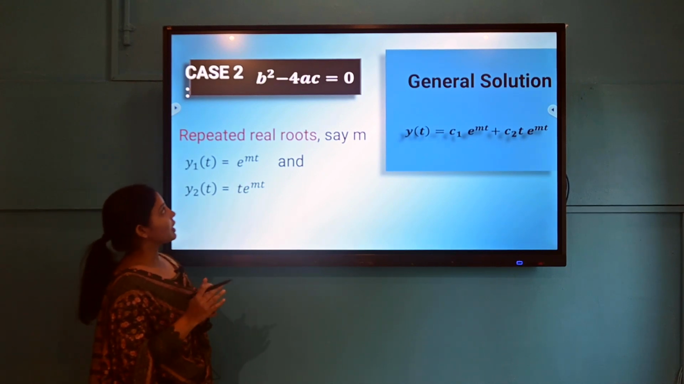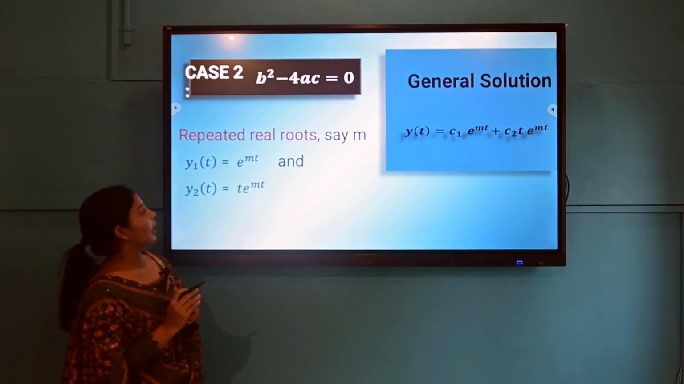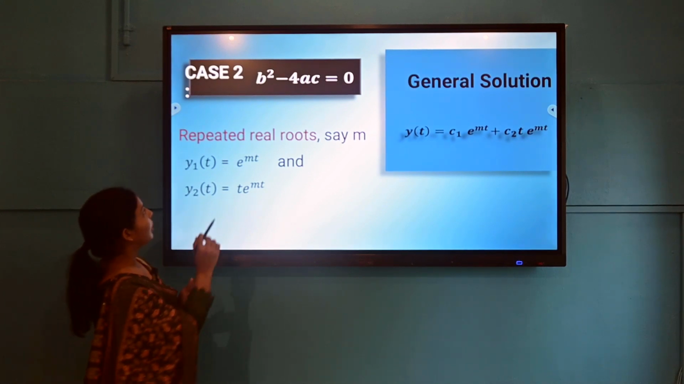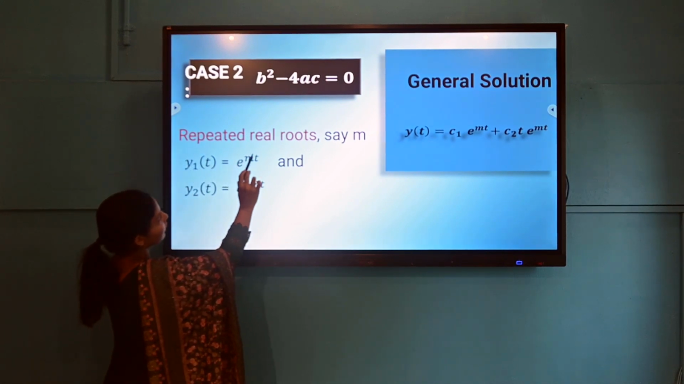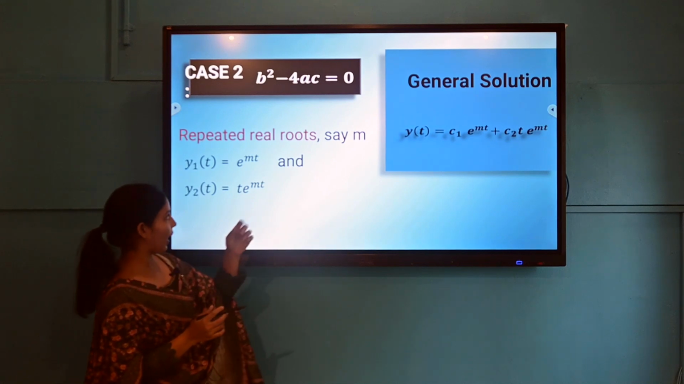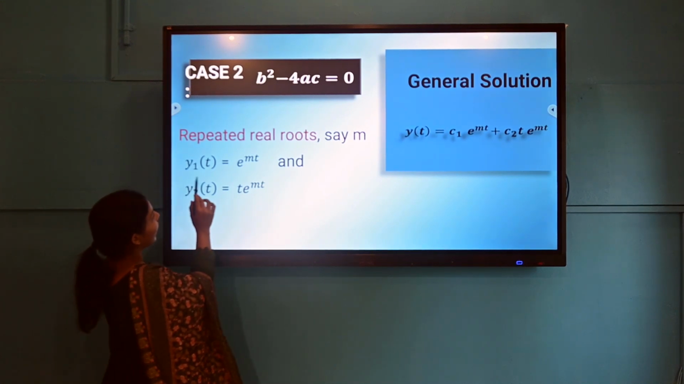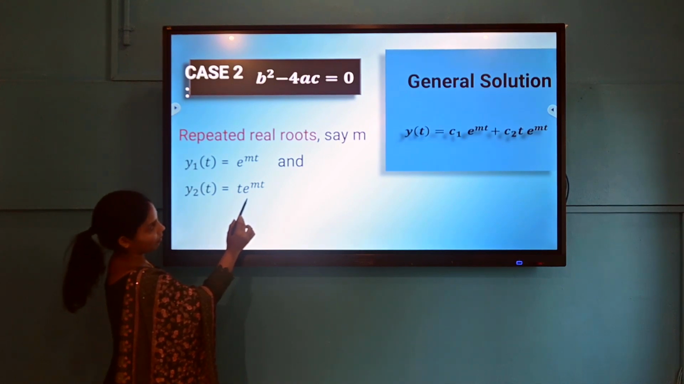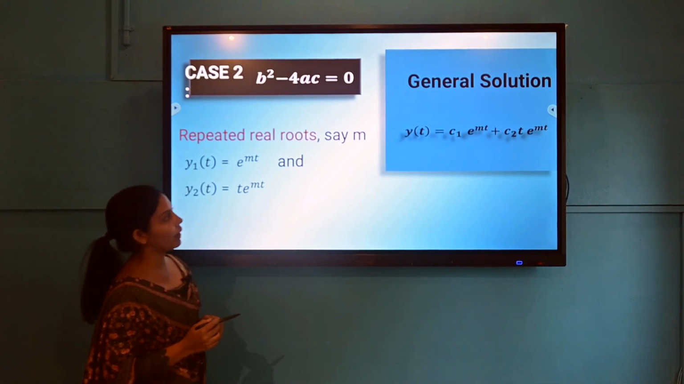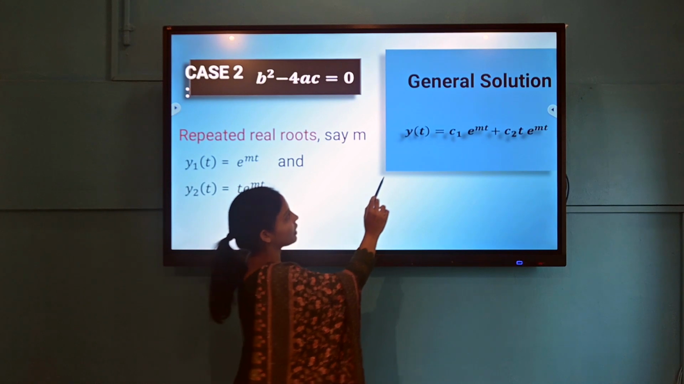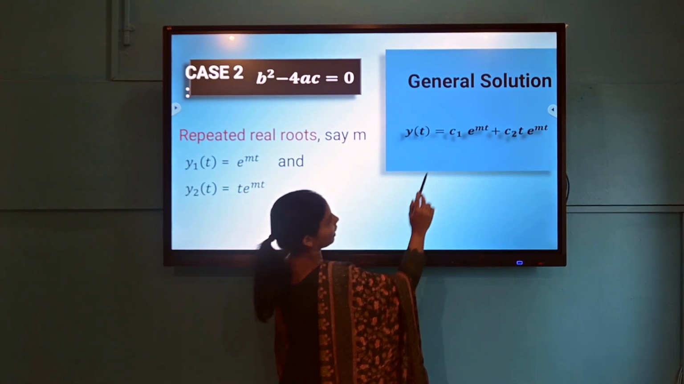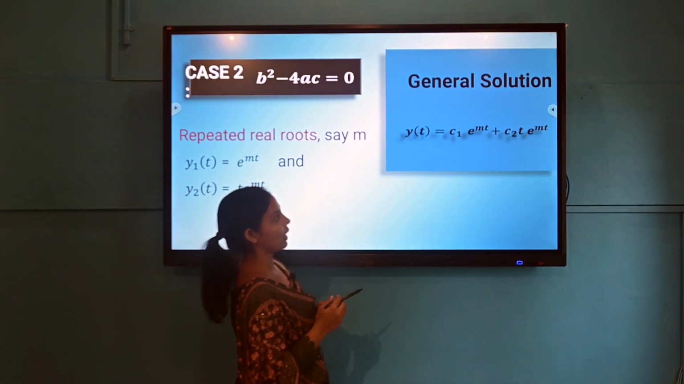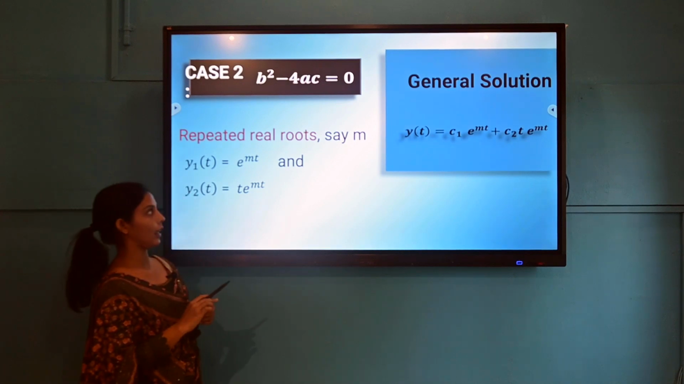And case 2 is b square minus 4ac equal to 0. Suppose the term inside the root is equal to 0, then while solving the quadratic formula, we will get a repeated real root, say m. Then we can take y1 as e raised to mt and y2 as t e raised to mt, and the general solution will be of the form y of t is equal to c1 e raised to mt plus c2 t e raised to mt. This is the second case.